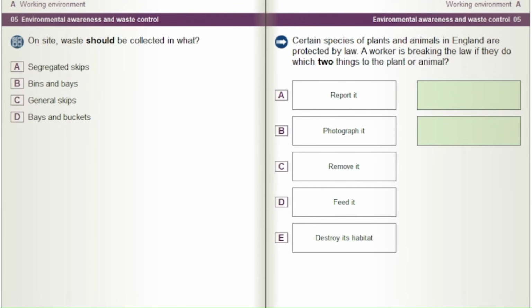Certain species of plants and animals in England are protected by law. A worker is breaking the law if they do which two things to the plant or animal? Report it, photograph it, remove it, feed it, destroy its habitat.